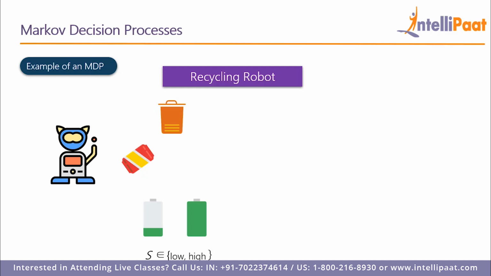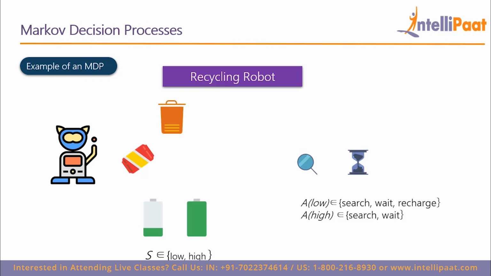In each state, the robot has three choices. It can either search for the cans for a fixed amount of time, or it can remain stationary and wait, or it can go to the charging station and recharge its battery. We allow only recharging from the low state because recharging is pointless when the energy level is already high. Now let's draw the transition graph for this particular MDP.